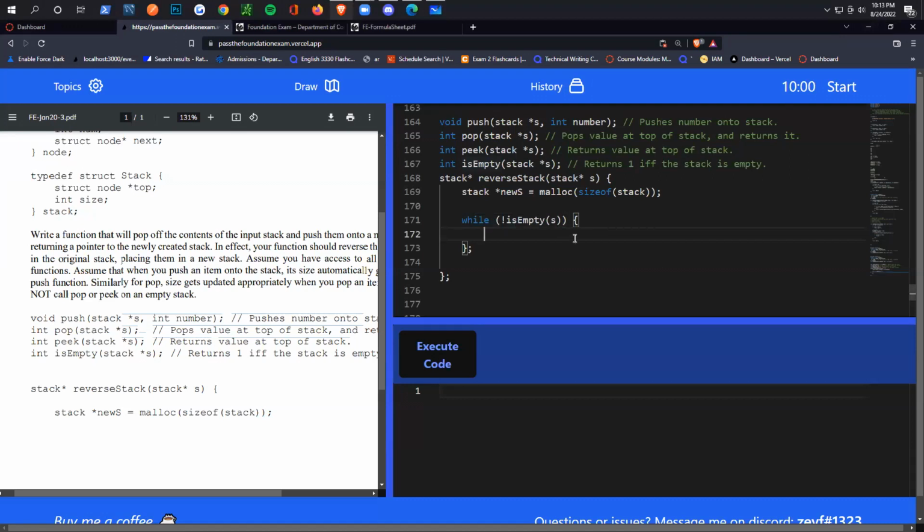So while that's the case, what we're gonna do is use the push function, and we're gonna push what we ended up popping from S. So I'll just write it like this. Pop from S equals pop S. And what we can end up doing is just push onto the stack, the U stack.